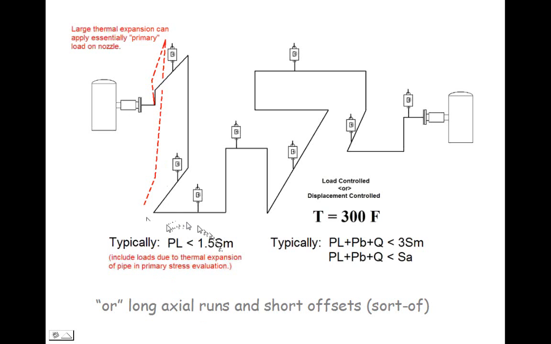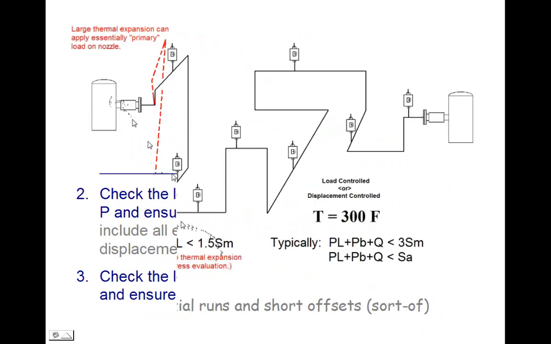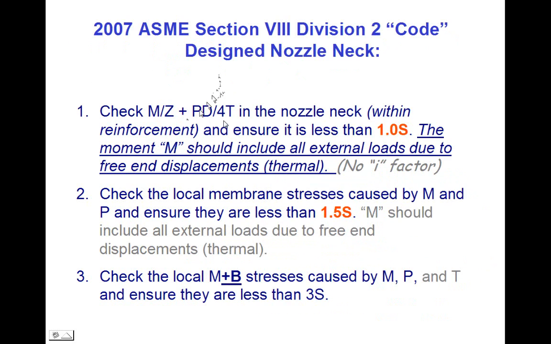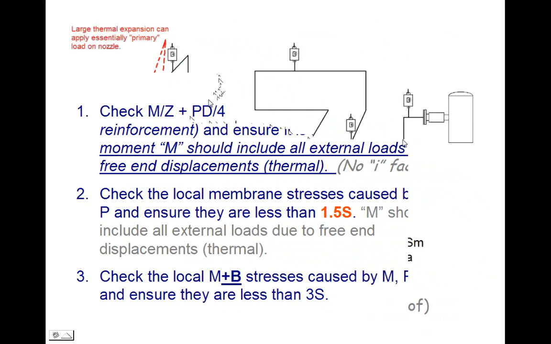So two somewhat special conditions now govern the 5.6 requirements for 2007 Division 2. So what it says is that for our nozzle neck, M over Z plus PD over 4T, which was our piping evaluation, must be less than 1 times SH.